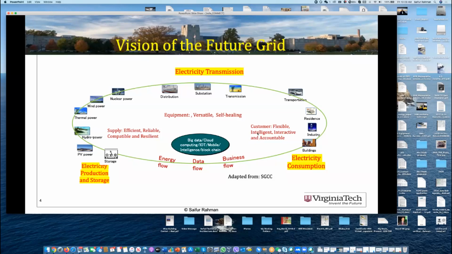Then at the bottom of the screen in the middle, I have energy flow, which has been happening for 100-plus years now. Data flow is new. What do you mean by data flow? We are now, through smart meter usage, looking at the power consumption at every home, building, and office in real time. Business flow, this is new. If I have excess solar power from my rooftop output and am not using all of that, I can sell that to a neighbor or to the local grid. We call this transactive energy. Those are the new things, but those are established in the existing system.